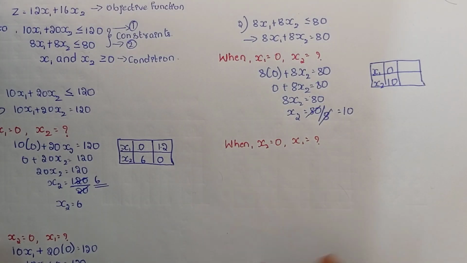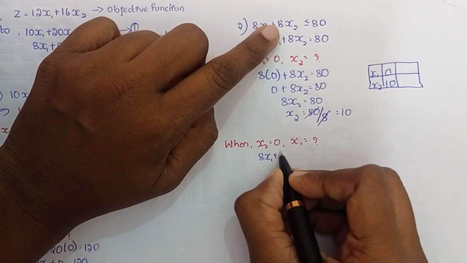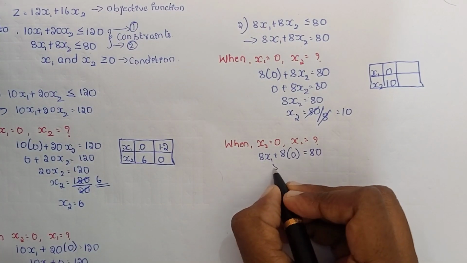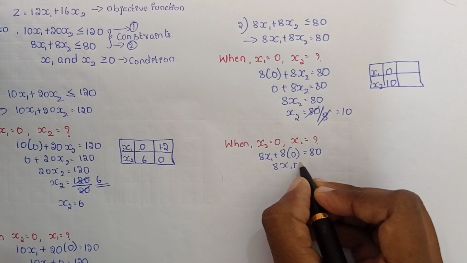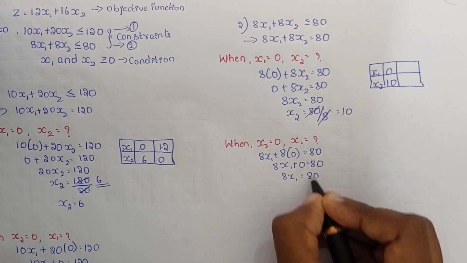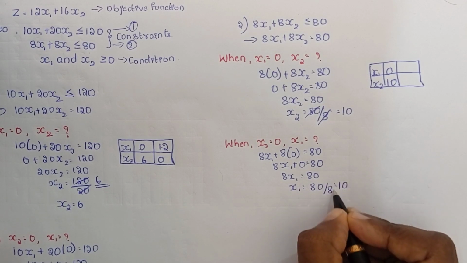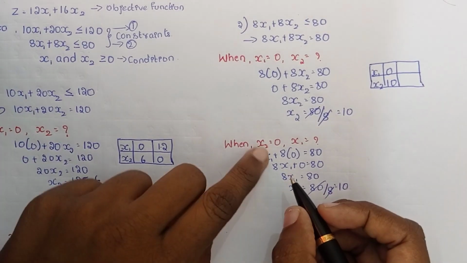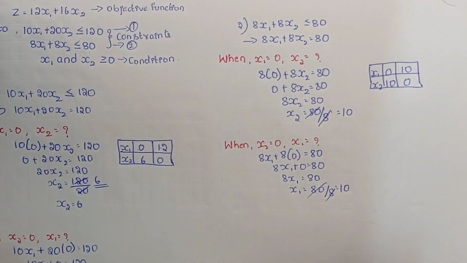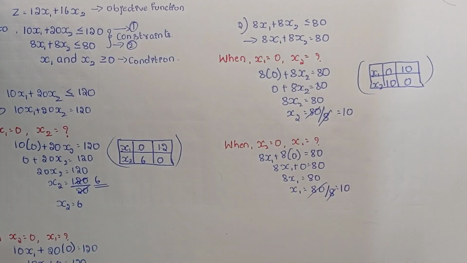Okay, so 8 into x1 value, which we have to identify, plus 8 into x2 value, which is 0, is equal to 80. So 8x1 plus 8 zeros are 0 is equal to 80. So 8x1 is equal to 80. x1 is equal to 80 divided by 8, which is equal to 10. Okay, so when x2 is 0, the x1 value will be 10. So using these values, we have to plot the graph.